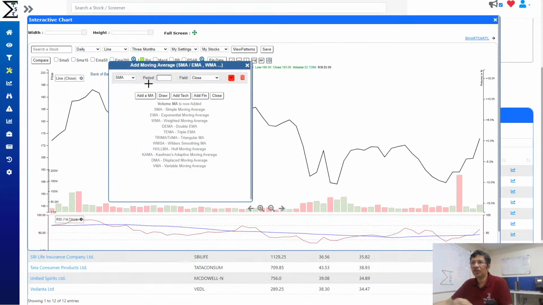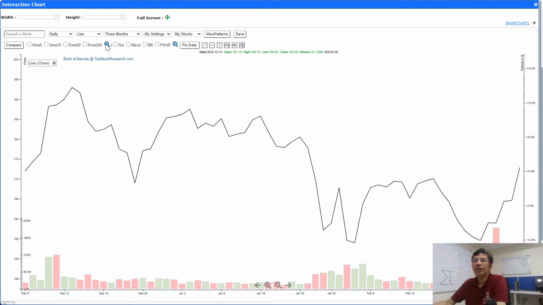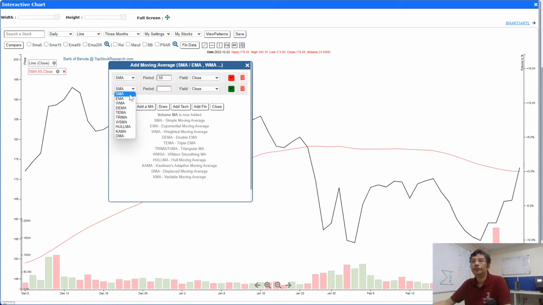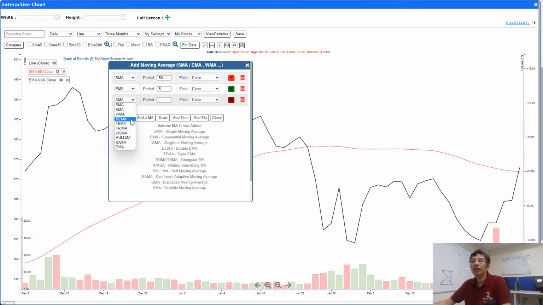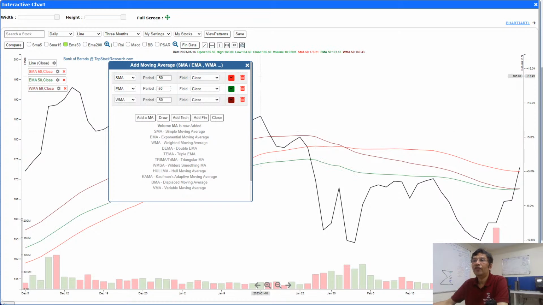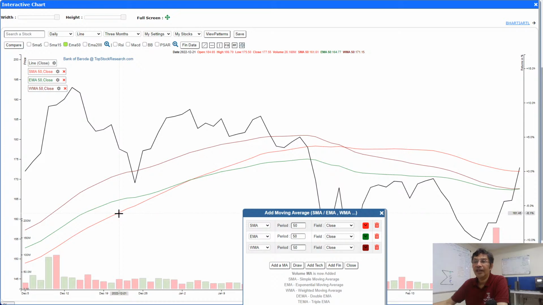Let's also see it on one of the charts. Okay, let's draw three moving averages. So we have drawn simple, exponential, and weighted moving average. See, we have drawn the three moving averages. So the red line, the red line is the simple moving average.